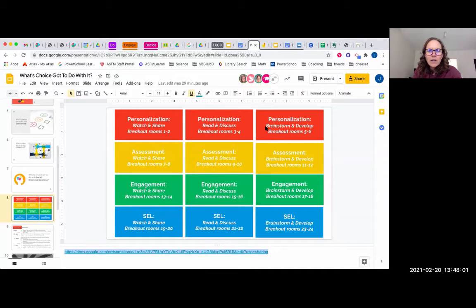So you'll have a choice of personalization watch, personalization read, personalization brainstorm. And you can click on whichever room would best serve you.